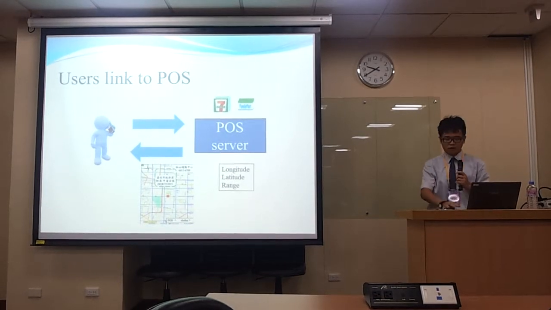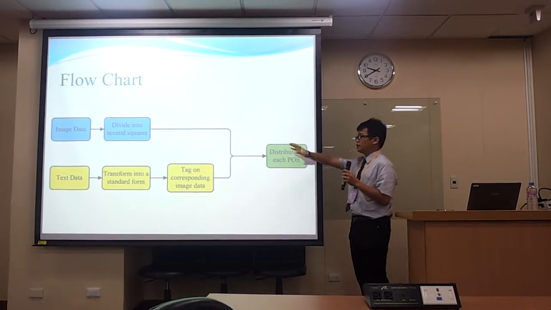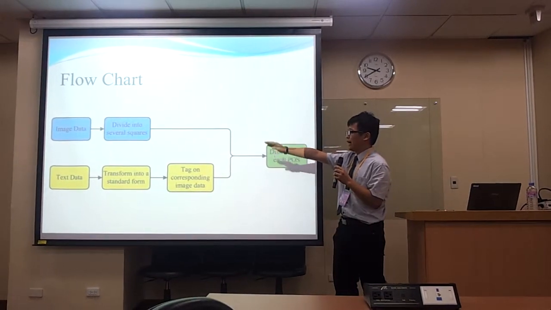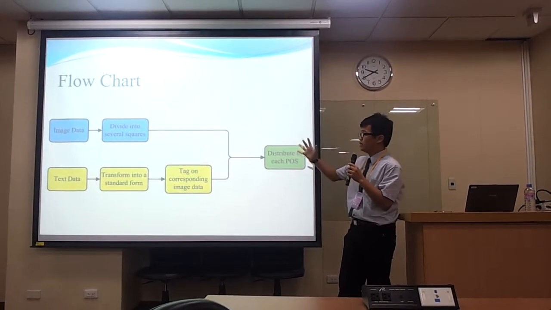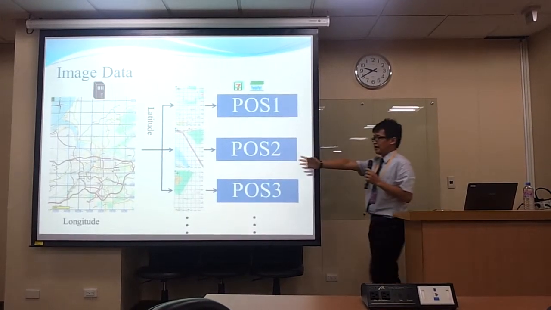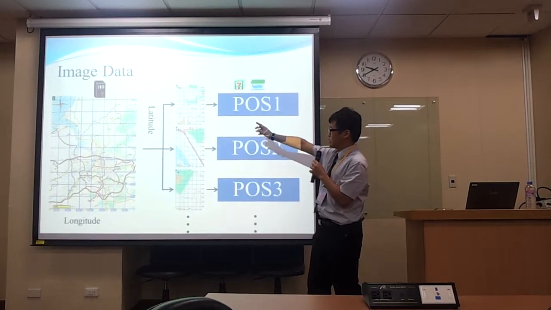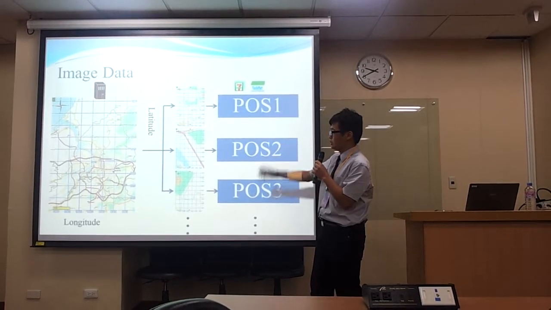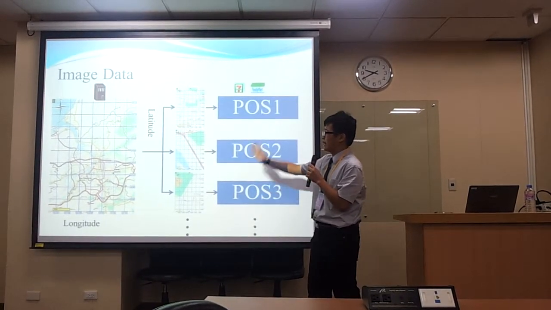How did I do this? First, I sorted the open data into two main categories: image data and text data. Image data in this example is for the whole map. Image data is just like this. This is Taipei City, just as an example. And we divide it into many rectangular maps, small pieces of map, according to longitude and latitude.